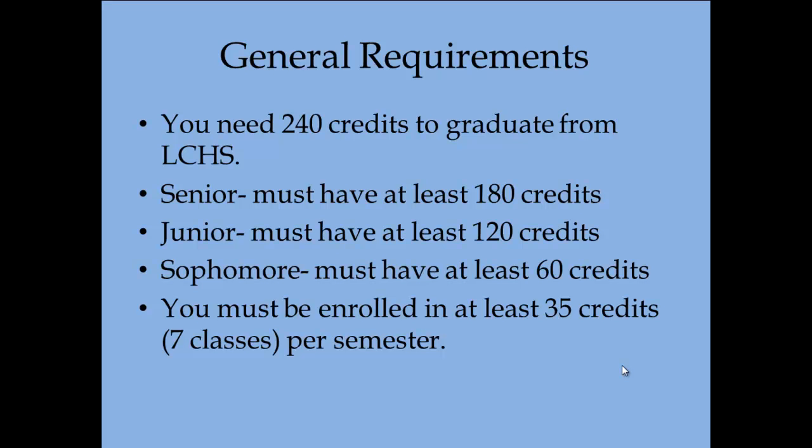You must be enrolled in at least 35 credits per semester or 7 classes. That would include 1 study hall then as your 8th class. Students can take up to 8 classes per semester, but 7 is the minimum.